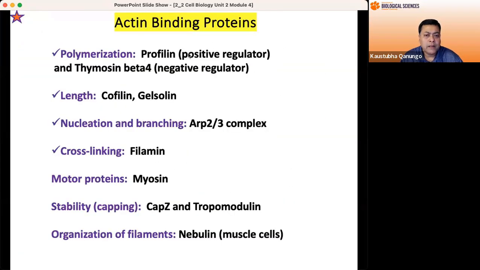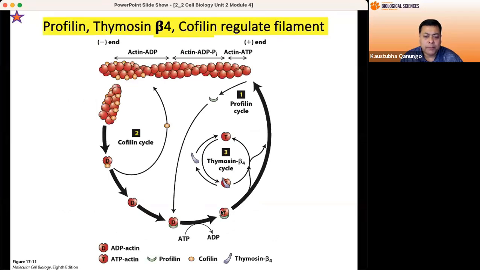So profilin is a positive regulator because the ADP-bound actin cannot be added to the plus end. It must be replaced by the ATP, and profilin actually helps in that process. So that's why it's a positive regulator. Now, the next part is the most important part. If the cell requires ATP actin to be added, and it's in a state where it is constantly needing this polymerization of actin, these ATP actin with the profilin will be added to the plus end. Profilin will go out, recycle back, and this is addition.